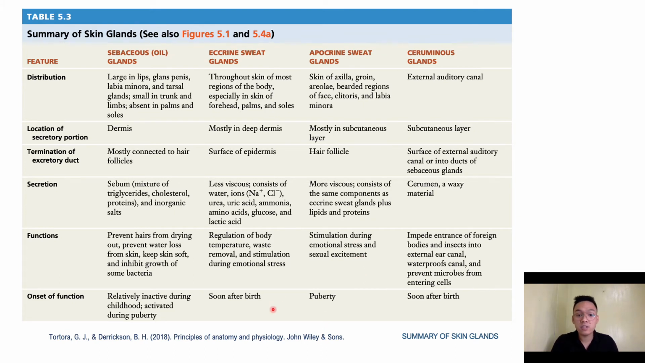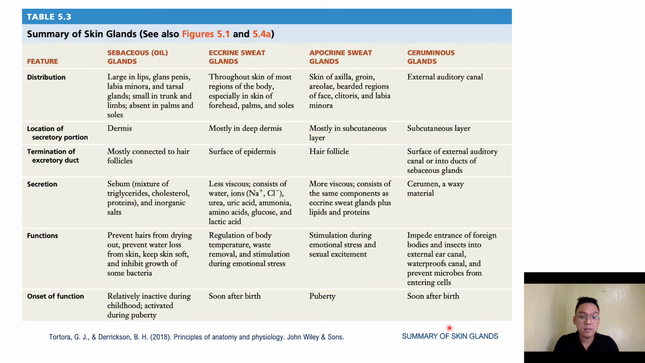And the onset of function is at puberty. And lastly, your ceruminous glands. This is found in the subcutaneous layer. This is more of the surface of the external auditory canals or in the ducts of your sebaceous glands, and they secrete cerumen, which is a waxy material, and this is impeding or stopping foreign substances and insects from entering your external ear canals.